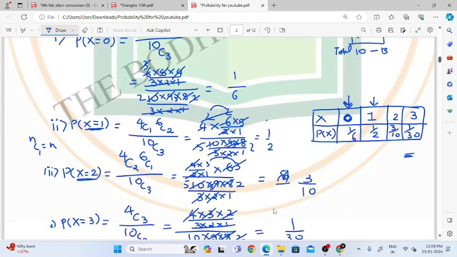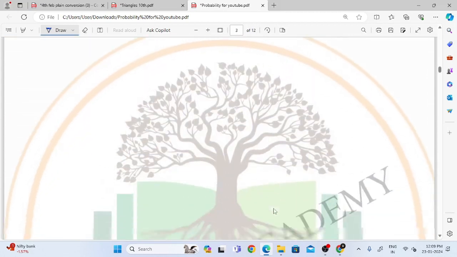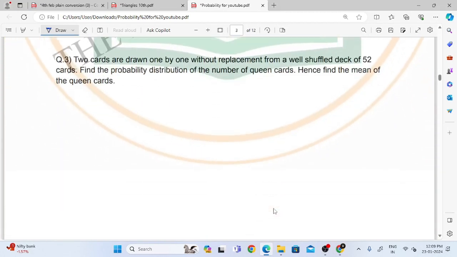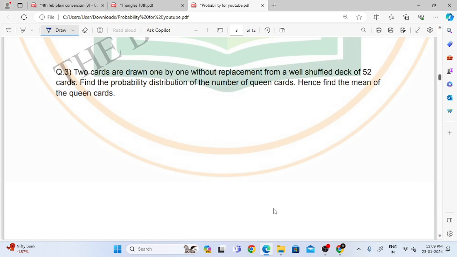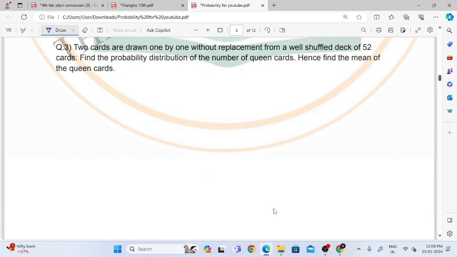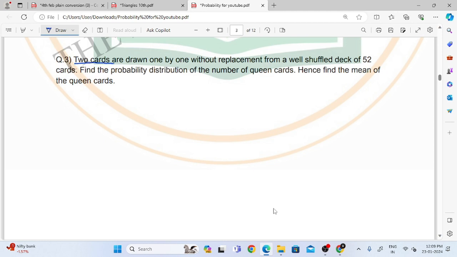One more question of the same type is there. Okay, so look at the next question. This type of question was also asked in last year's question paper. So the question is, 2 cards are drawn one by one without replacement. Okay, so how many are we selecting? 2. From a well shuffled deck of 52 cards. So total 52 cards are there. Out of 52 we are selecting 2, any 2. Okay, that means the combination will be 52C2.